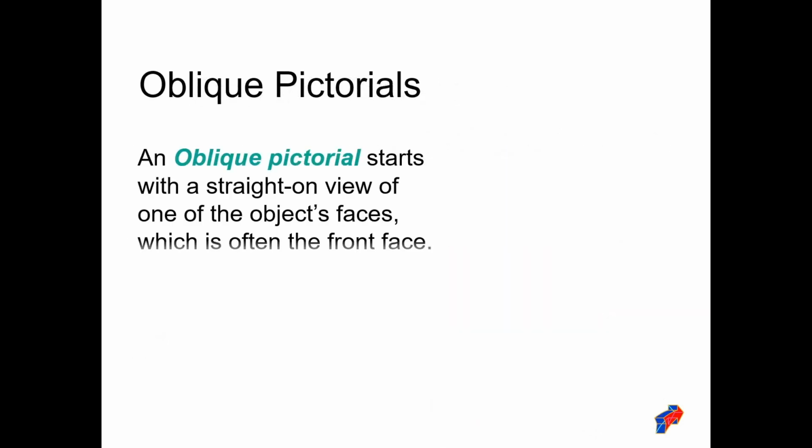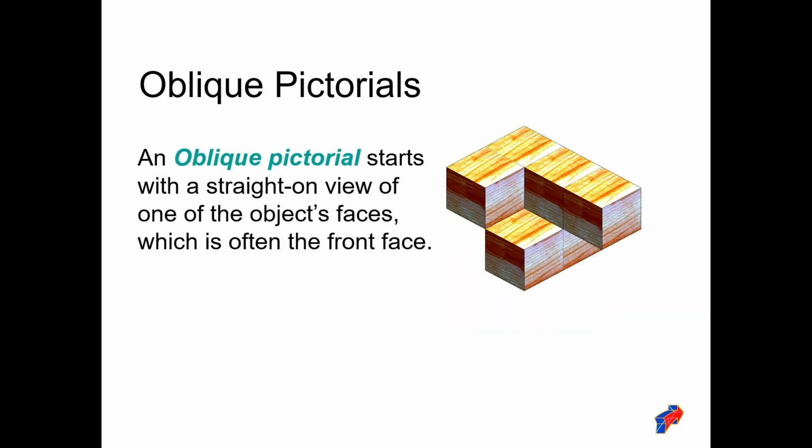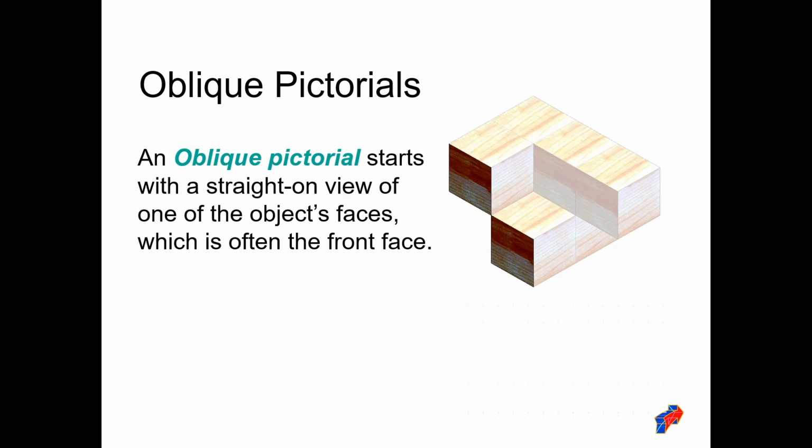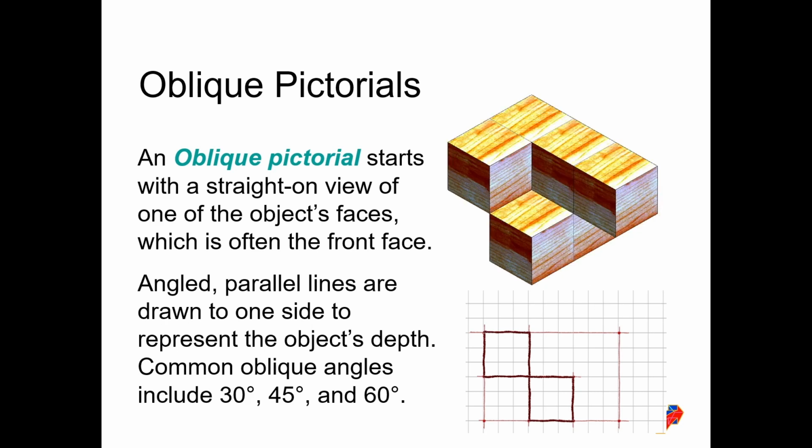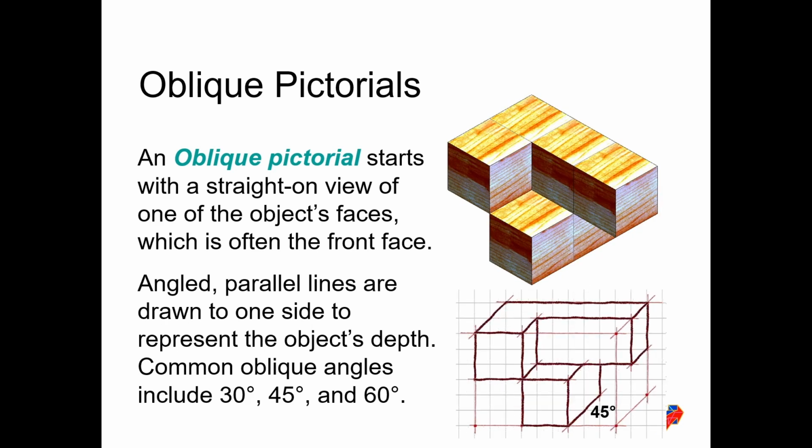Oblique pictorials. An oblique pictorial starts with a straight-on view of one of the object's faces, which is often the front face. It is shown here. Angled parallel lines are drawn to one side to represent the object's depth. Common oblique angles include 30 degrees, 45 degrees, and 60 degrees. Here is a 45-degree drawing.